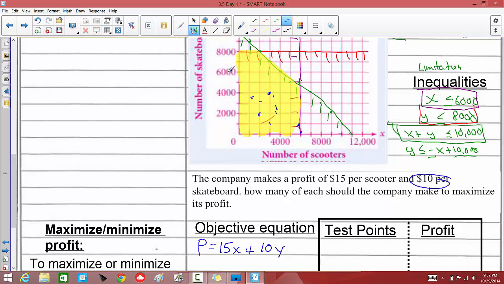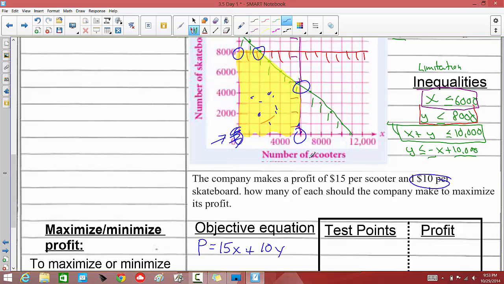Well, let's start with the corners of the feasible region right here. Here's a corner, there's a corner, there's a corner of the feasible region, there's one, and there's one. And we're going to test those. But some we're not going to test because they don't make sense. For instance, let's look at this one. If we sold 0 scooters and 0 skateboards, would we make any money? No, that doesn't make sense. We won't make any profit off of that. So we're not going to test it. We're not going to waste our money testing that one.